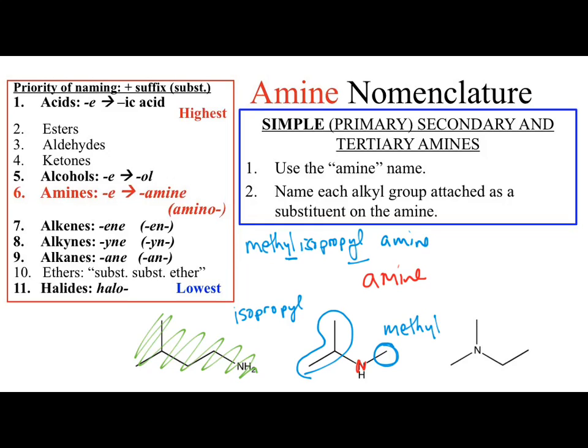Why the -yls? Think all the way back to our alkane nomenclature. When do we use -yls? When they're substituents. We're saying the isopropyl and the methyl are substituents on the nitrogen. So our nitrogen as a single atom counts as our main chain, if you will.